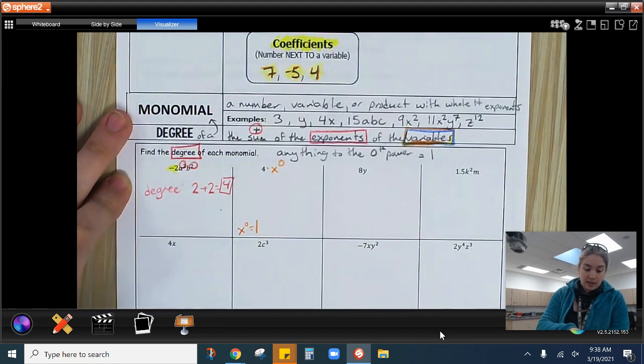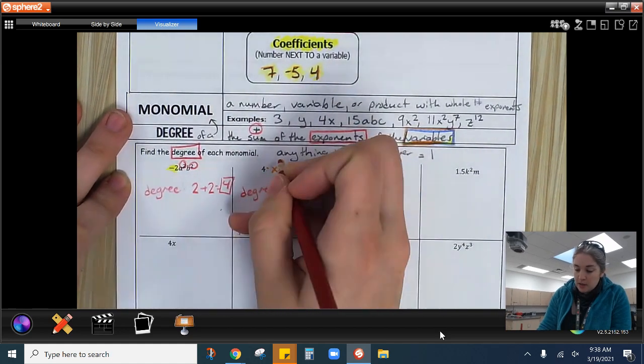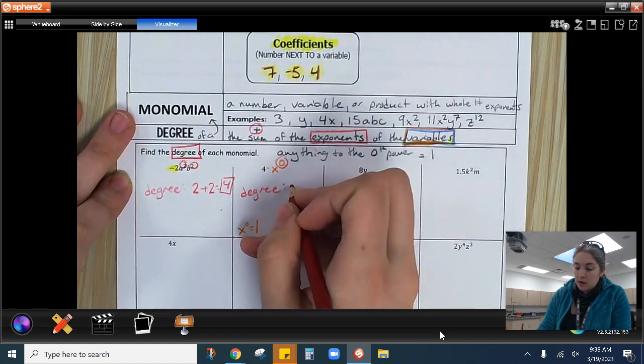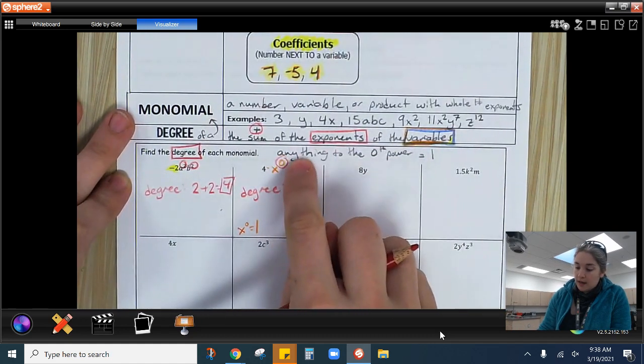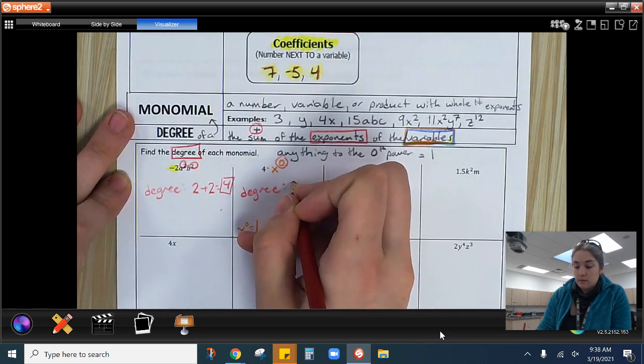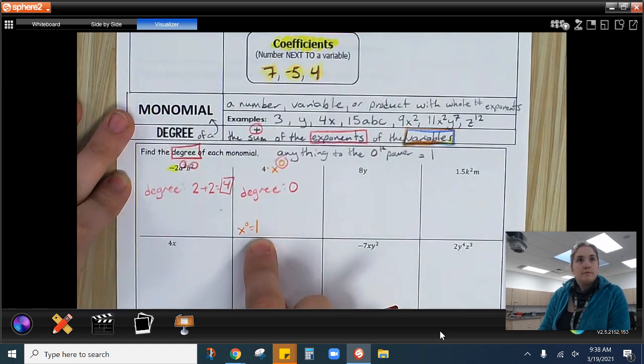So when I look at this and I ask, what's the degree? We only have one variable in this case, and it has an exponent of 0. So anything to the 0 power has a degree of 0, right? The degree is adding the exponents together. The exponent was 0, so the degree is 0, because x to the 0 equals 1.